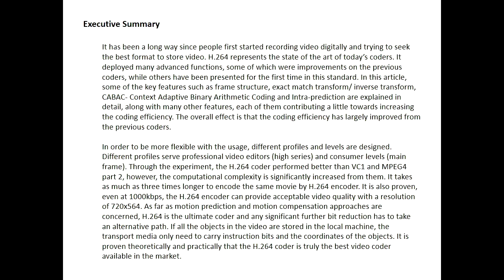Whereas in the second one, again, it's not necessarily an ideal executive summary, but I'm learning stuff, right? It takes as much as 3 times longer to encode the same movie by the H.264 encoder than by one of the other ones. I'm getting some summary information that I can actually use. All right. Okay, good. It's really very important to be able to summarise your work, to be able to explain it to someone, and to be able to provide a written summary, which is why I attach as much significance to this executive summary.